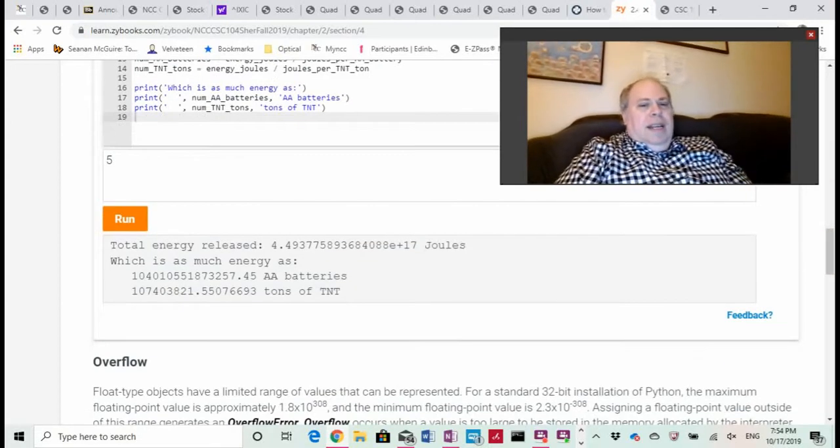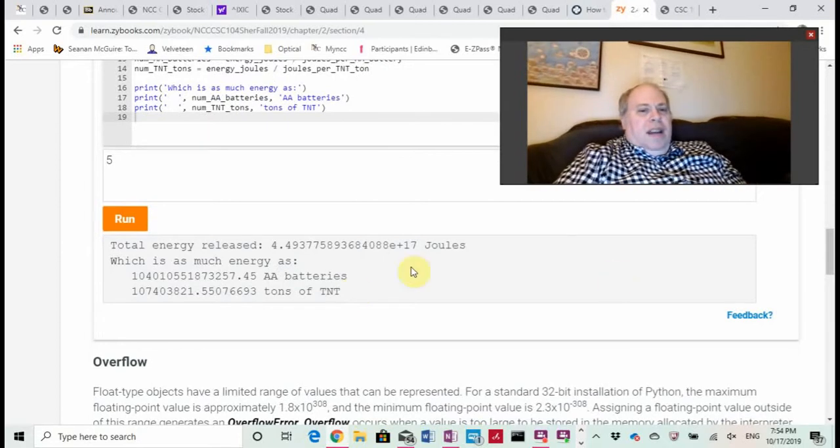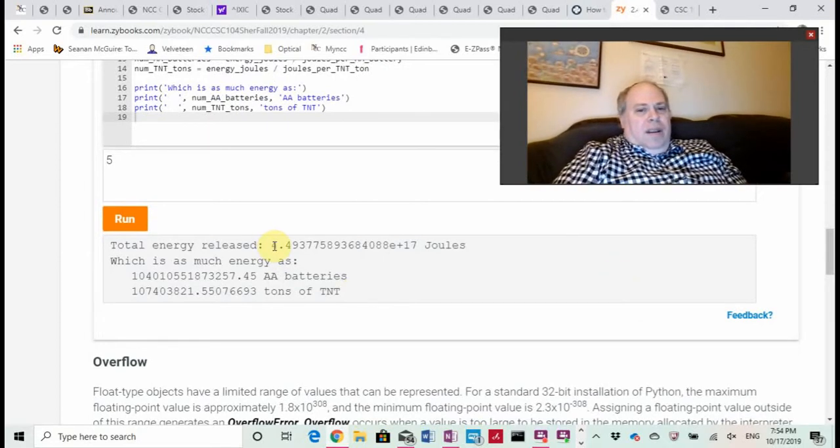that it's going to release this thing in scientific notation. Okay. So, 1, 2, 3, 4. I think this is one big number. Let me see. So that's about 4 quadrillion, 493 trillion, 775 billion, 893,684,088 joules.